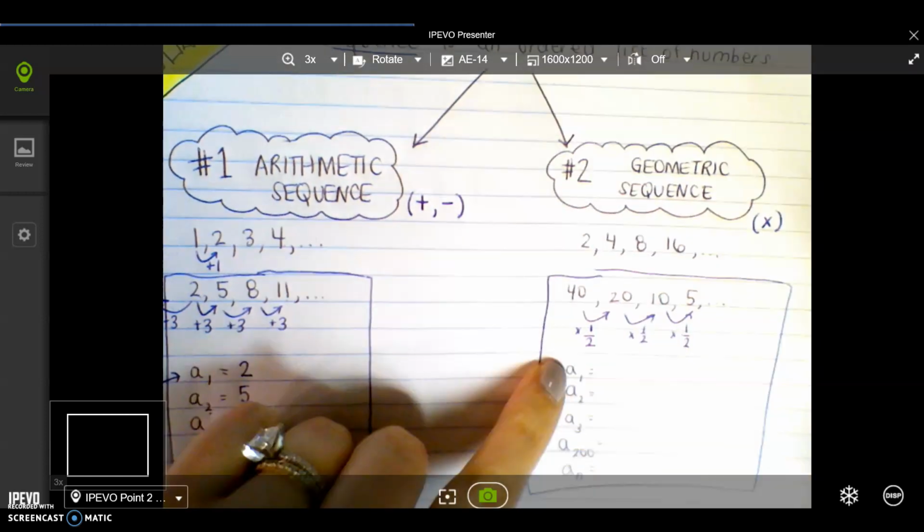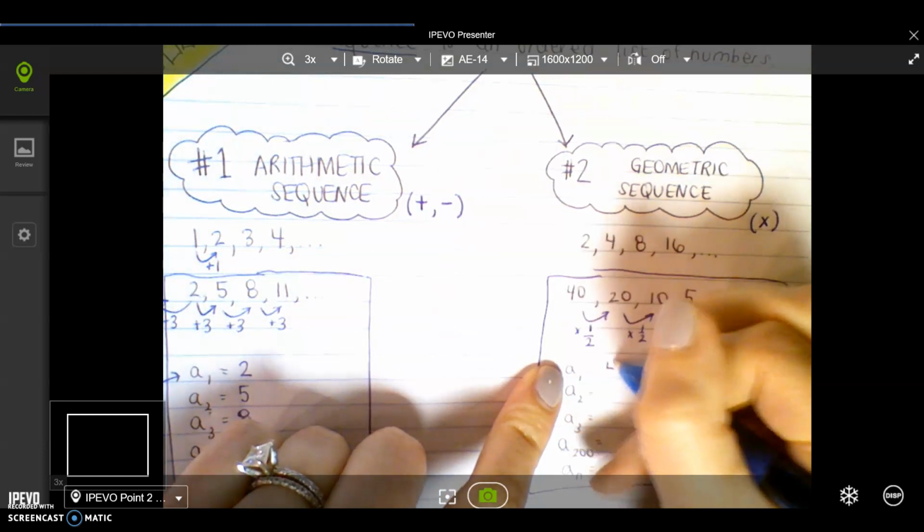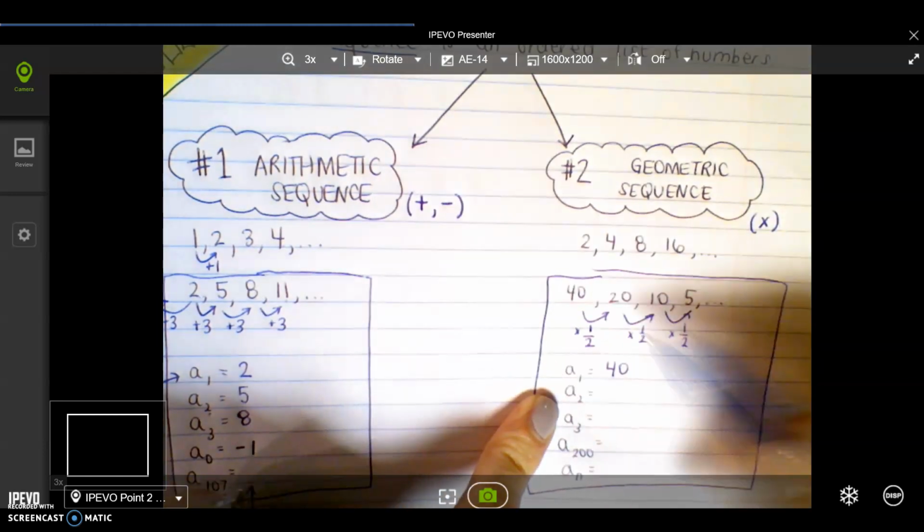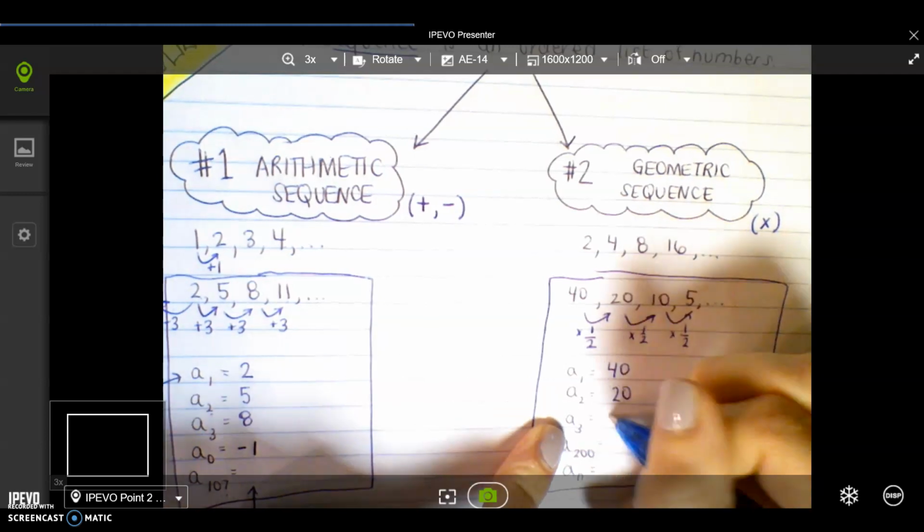And then the same notation applies. So a sub 1 is the first term, that's 40. The second term of this sequence was 20. The third term was 10.